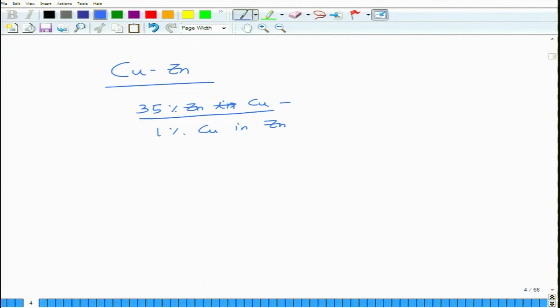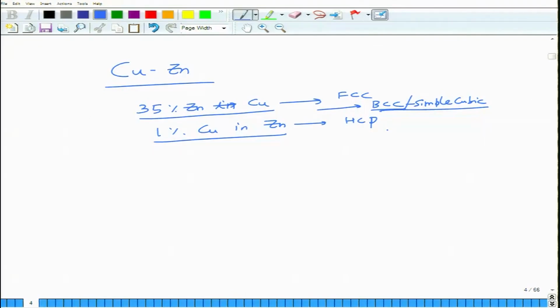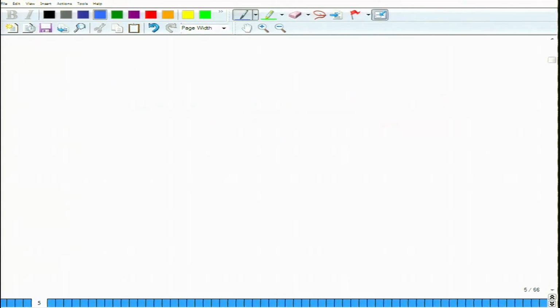In case of copper zinc, when you add 35% zinc, it remains as FCC. When you add up to 1%, it remains as HCP. But in between, as I said, it starts forming other phases which are different. For example, you had a BCC phase in between, or you had a simple cubic phase in between, depending upon the temperature. So you no longer have FCC or HCP structured phases, you have some other phases. These phases are basically formed because copper and zinc tend to form secondary phases.